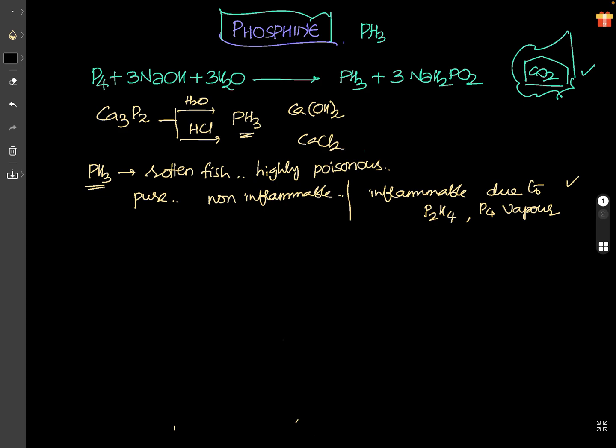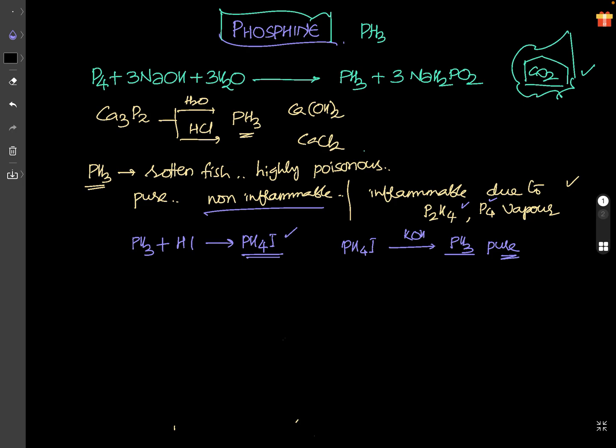So in order to remove this, what we need to do is just take this PH3, treat with HI. It forms PH4I. Phosphonium iodide is formed. Take this phosphonium iodide, treat with KOH. You will be getting your PH3 back, which is pure, which is non-inflammable. To remove P2H4 and P4, this is the best method.